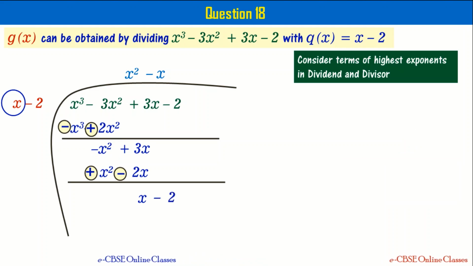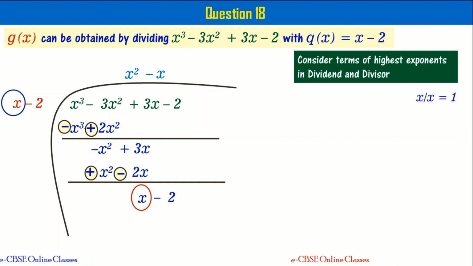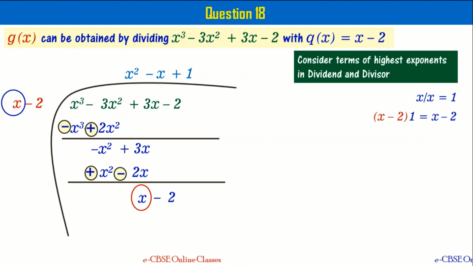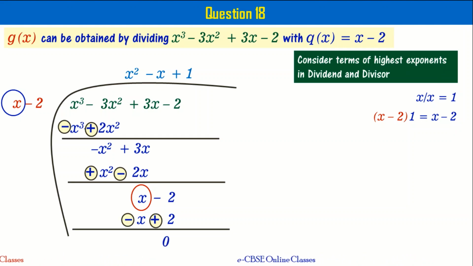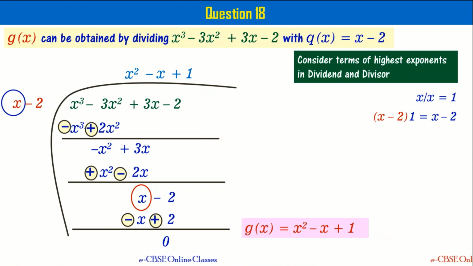Now bring minus 2 down and now you have x minus 2, that is 1. So your quotient will get plus 1, and now multiply x minus 2 with 1 such that you get x minus 2 as the response, and when you subtract it out, what you get is 0, right? So now you say that g of x is the quotient here, that is x square minus x plus 1, right?